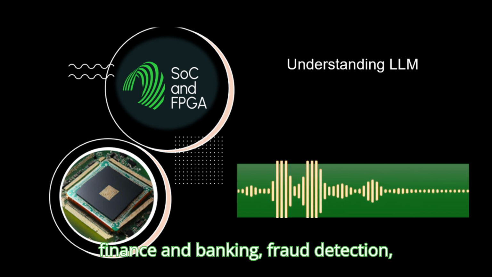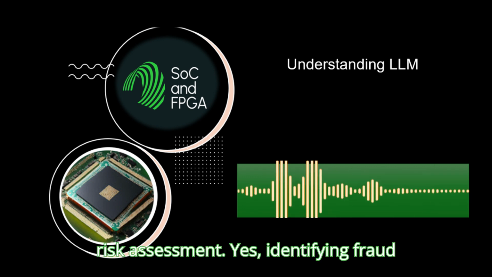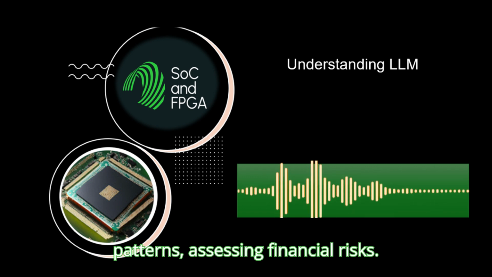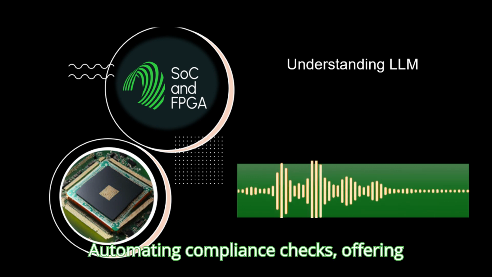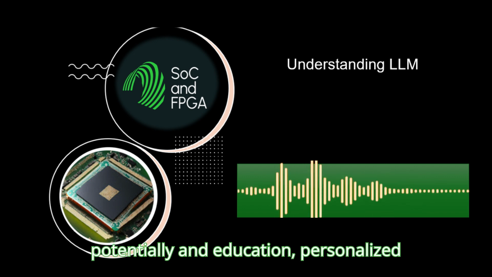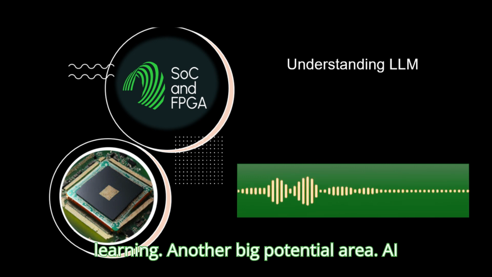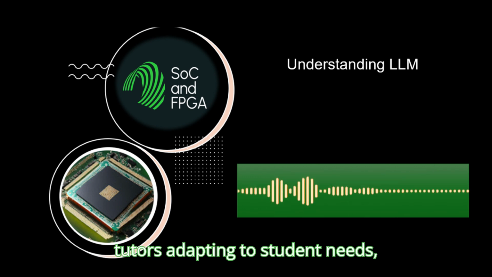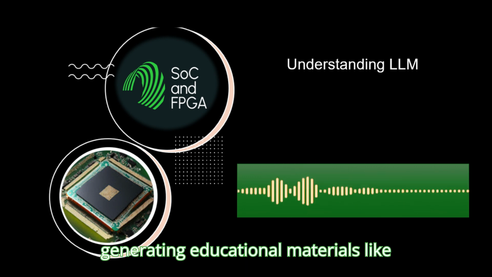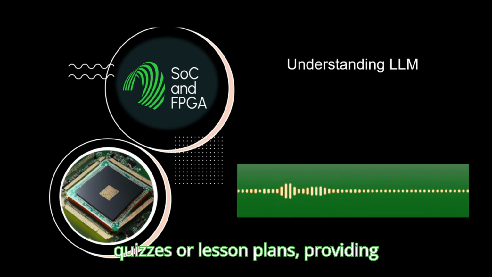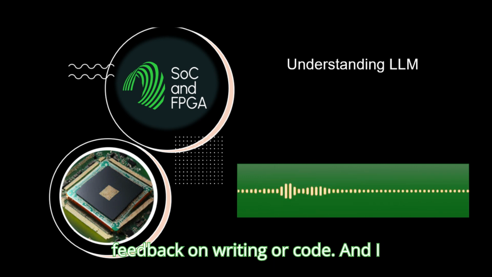Finance and banking, fraud detection, risk assessment. Yes. Identifying fraud patterns, assessing financial risks, automating compliance checks, offering personalized financial advice potentially. And education, personalized learning. Another big potential area, AI tutors adapting to student needs, generating educational materials like quizzes or lesson plans, providing feedback on writing or code.